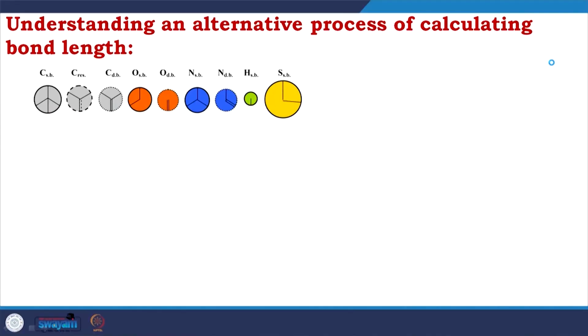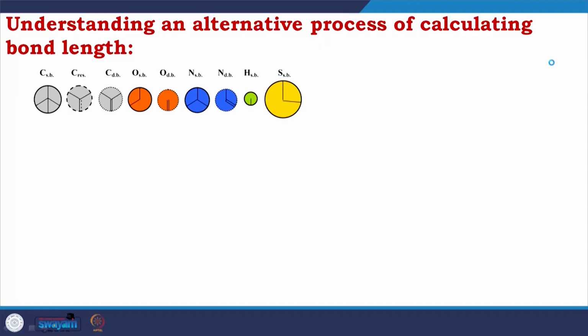I was talking about the chemistry. I will discuss more when we get to the peptide bond's rigidity, its sp2 hybridization character, the partial double bond character. But if you have to calculate the bond lengths with the changing chemistry, it would be very difficult, right? Here is a method I will talk about now, which will give you a very easy way of calculating the bond lengths. Remember I talked about carbon single bond, carbon resonated, carbon double bond, oxygen single bond, double bond, nitrogen single bond, double bond, hydrogen single bond and sulfur single bond.